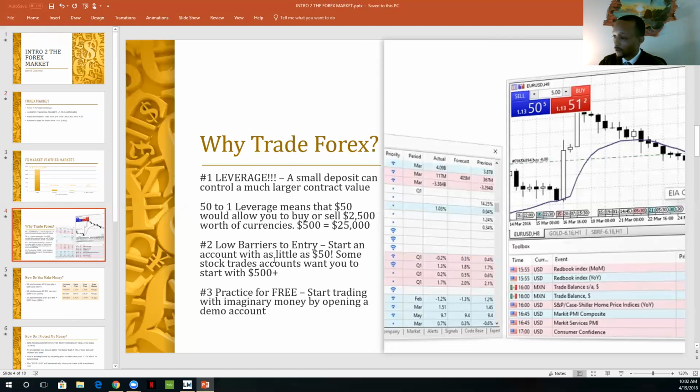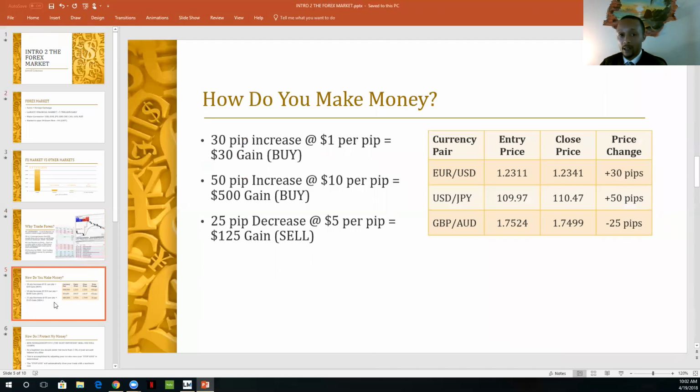So you can start a Forex account with as little as $50. Some brokers even allow you to get started with as little as $10. The broker I recommend is actually a $50 entry fee. But that's all your money. There's no fees involved with that. You put that in and then you start trading with it. And then also you can practice for free with what's called a demo account. You go live when you're ready to start trading with your real money.